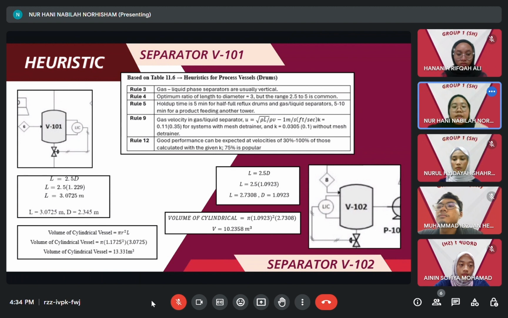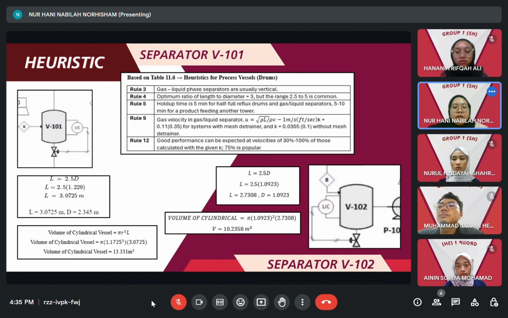After evaluating the diameter, we can apply Rule 5, which is the hold up time of 5 minutes, multiplying it with the volume to obtain the length of the equipment. As we have calculated the length of the equipment, it is found that the ratio of length to diameter is out of range.